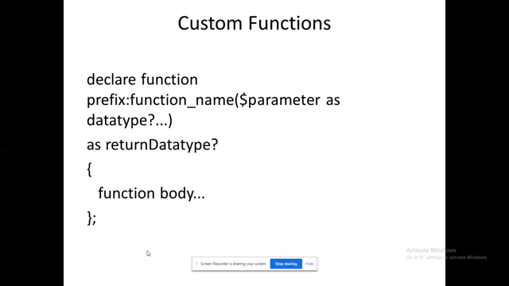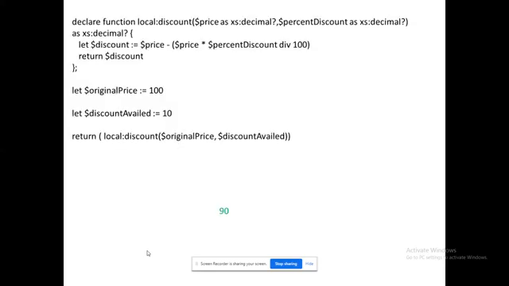How to write a user-defined function? This could be the syntax. Declare function, then the prefix that I will use, the function name, parameters and data types, and the return type with the corresponding body. Till now we have seen that, but for your convenience I have given it again. See how it works. Declare function, these are all keywords. Local colon discount, so discount is your function. I am passing the price and the percentage discount. Both are decimals, and the returning value is also a decimal.